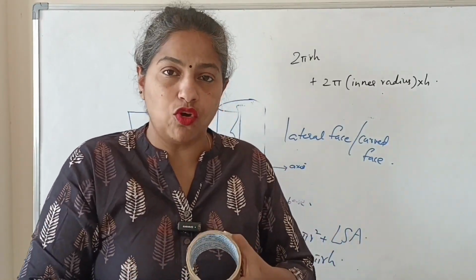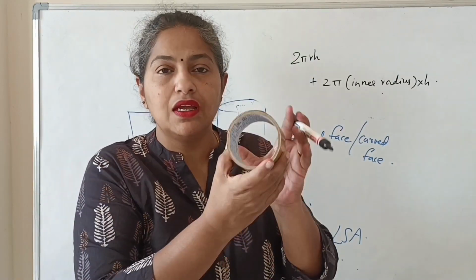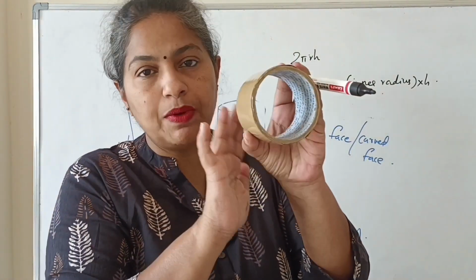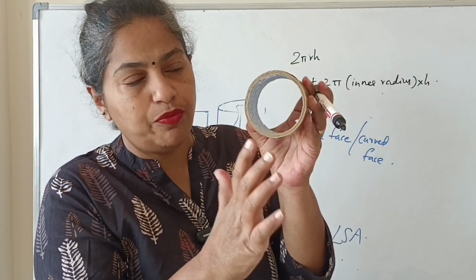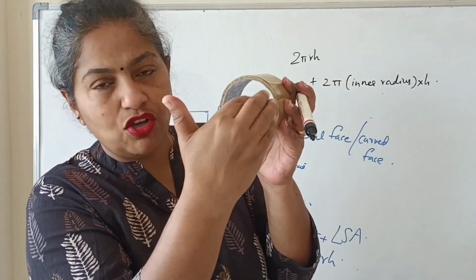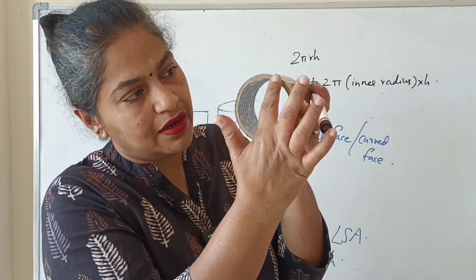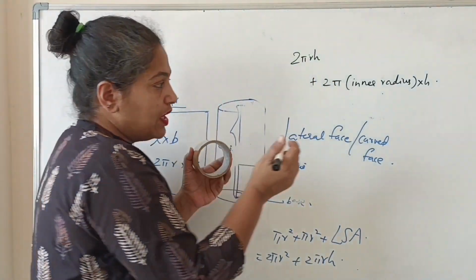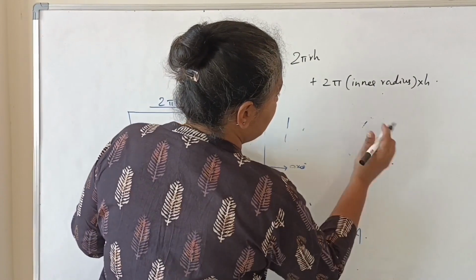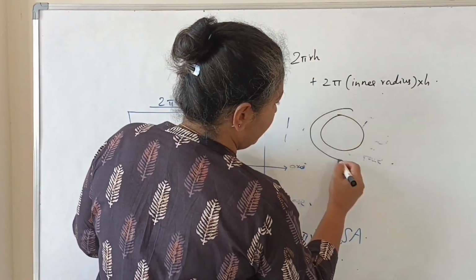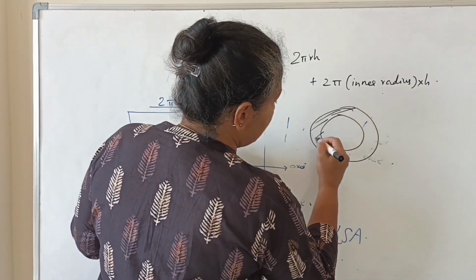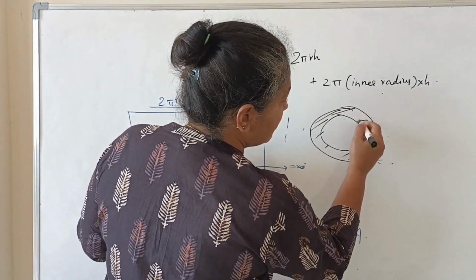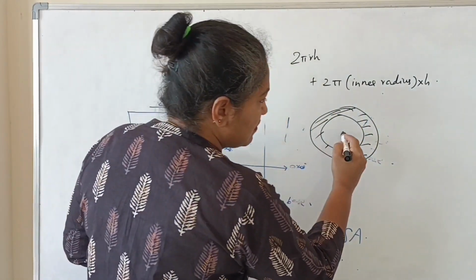Now, let us see what happens to the top and the bottom faces. Okay, look at the top face. Top and bottom faces, it will be the same, right? Top face, there is nothing over here. I can't run my hand there. I can run my hand only over here. Now, what does this look like? This is more like a circular disc.